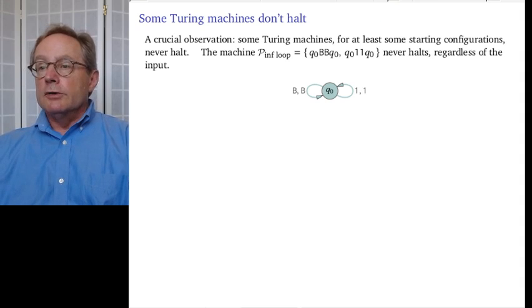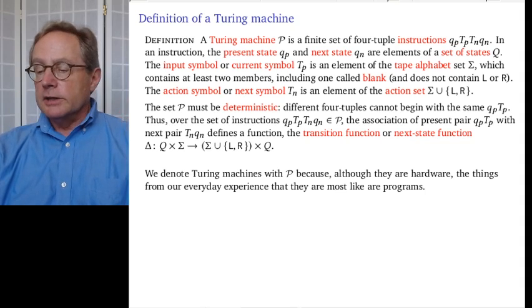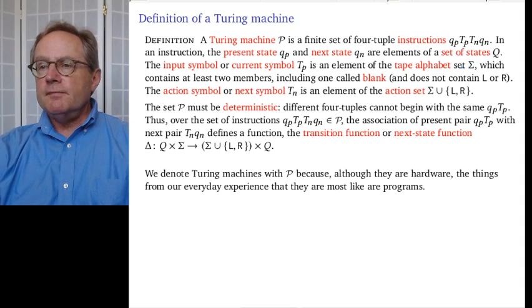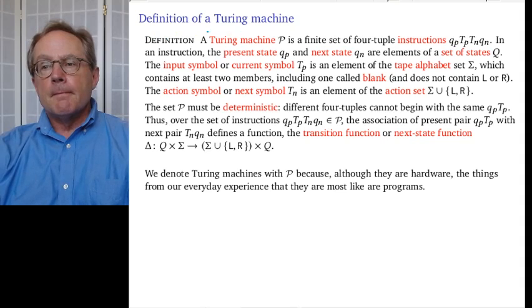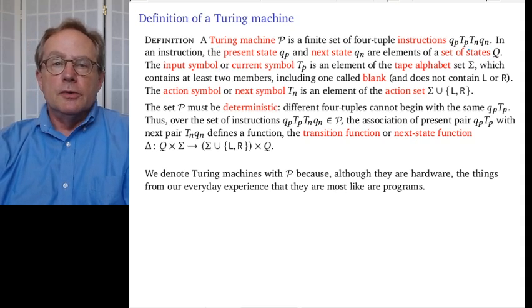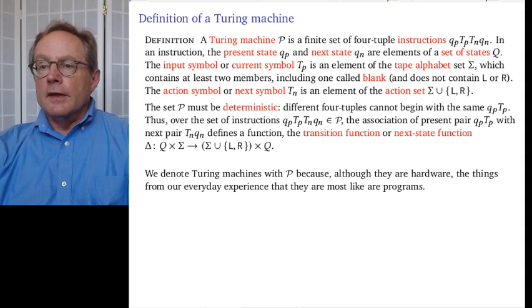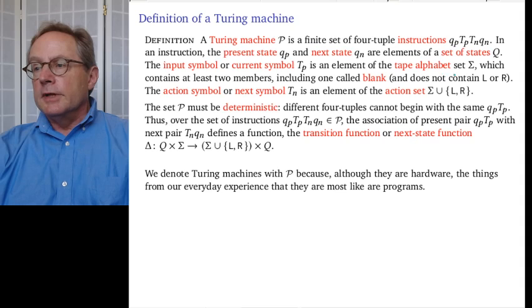So when we go to the definition, we have to take care to have in mind the possibility that the machine doesn't halt. All right, so here we go. The definition of a Turing machine is that it's a finite set of 4-tuples. Each 4-tuple is called an instruction. And we've seen that the present state and the next state are elements of the set of states. I always denote them with Q's; I think Q is pretty common. The input symbol or current symbol, that's what you're reading on the tape, is an element of the tape alphabet.